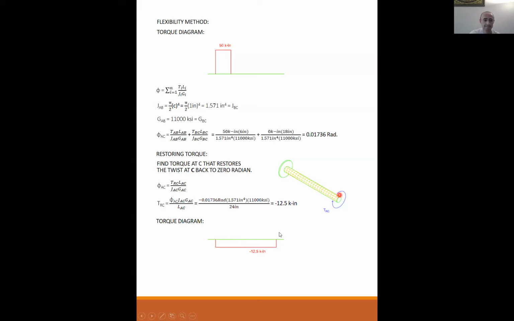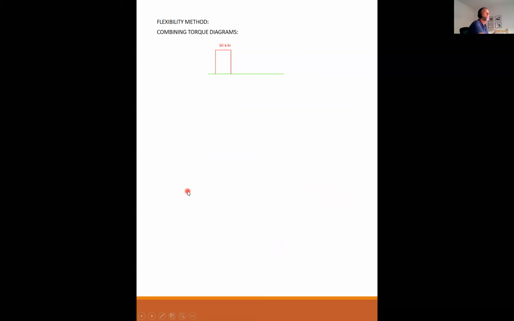Okay. So we've got our released torque diagram. We have our restoring torque diagram. Now all that is left is to combine them. And so when you combine this with this, you get this torque diagram. 50 minus 12.5 is 37.5. 0 minus 12.5 is minus 12.5. So this is my final answer. This is my final torque diagram.